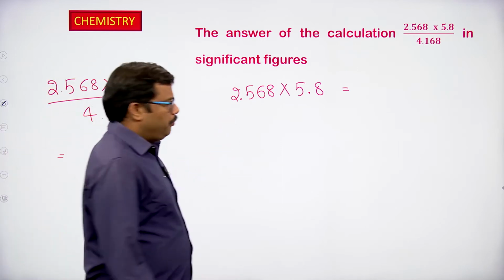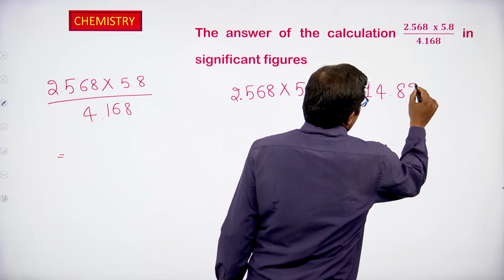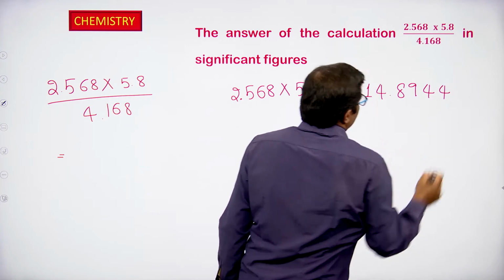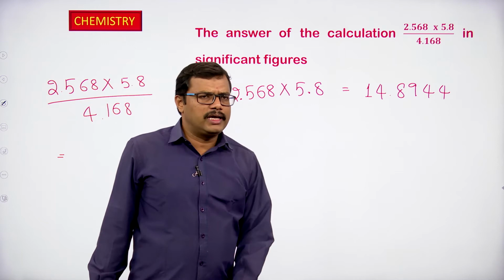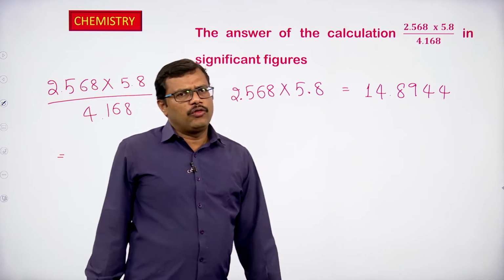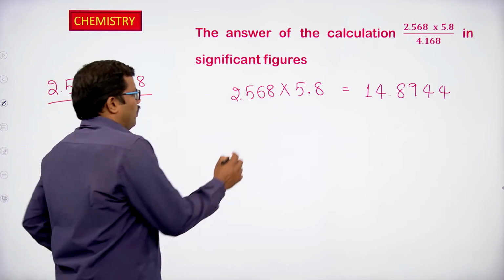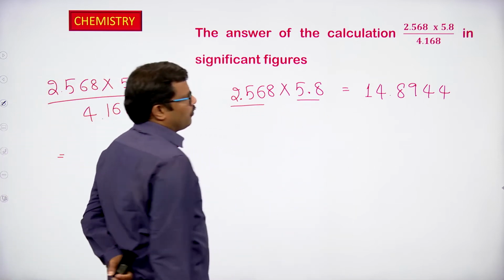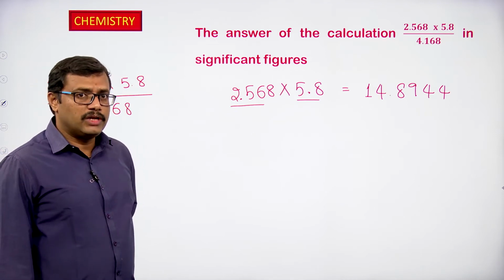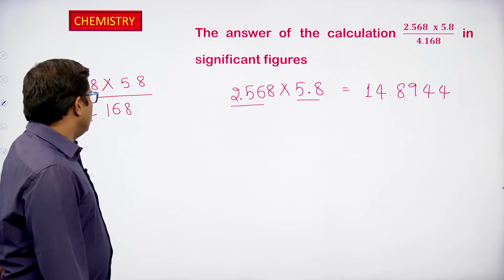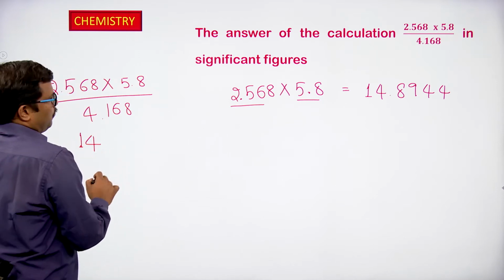So, this will be 14.8944. So, when you go for the multiplication of 2.568 into 5.8, you will get 14.8944. But of course, when you go for multiplication, what you have to observe? You have to report the answer such that it has the least significant figures in it.